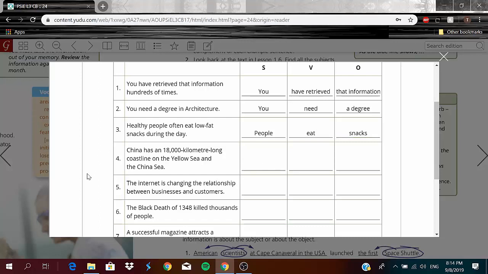Now we have China has an 18,000 kilometer long coastline on the Yellow Sea and the China Sea. So again, subject, China, okay? Verb, has. Again, this one's really simple, you guys. And object can be coastline or a coastline. So we'll just write down coastline, okay?